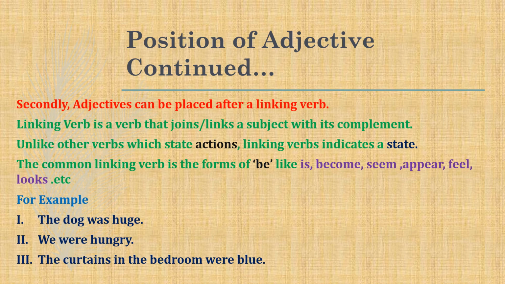So as we go on, you can say that the common examples of linking verbs are the forms of be, and they include linking verbs like is, become, seem, appear, feel, looks, and many more. Remember, we have said that the second position in which these adjectives can appear in a sentence is after a linking verb. Let us look at the following examples.